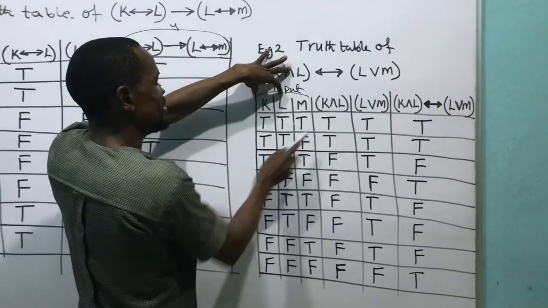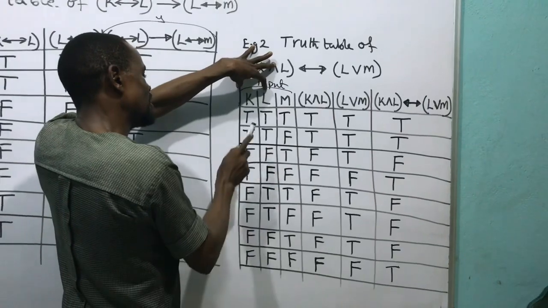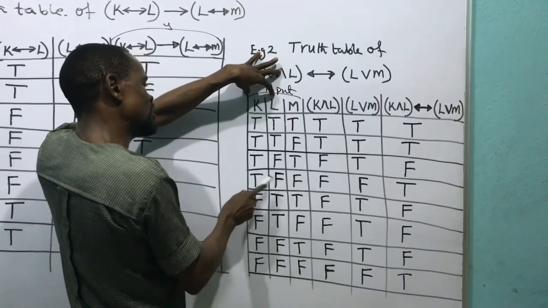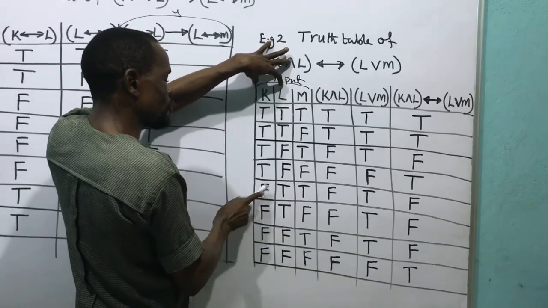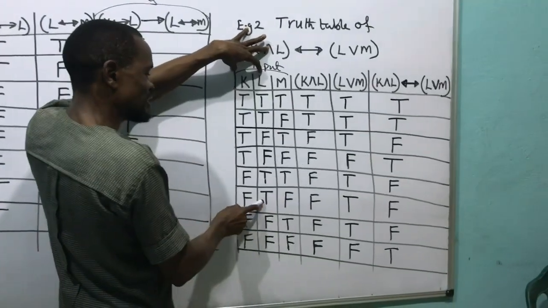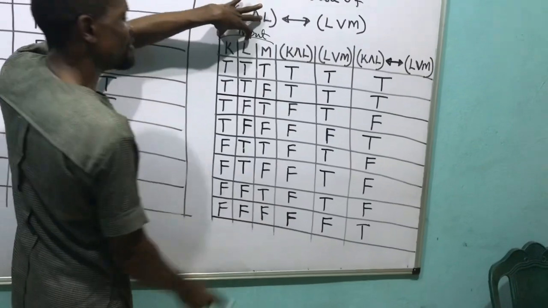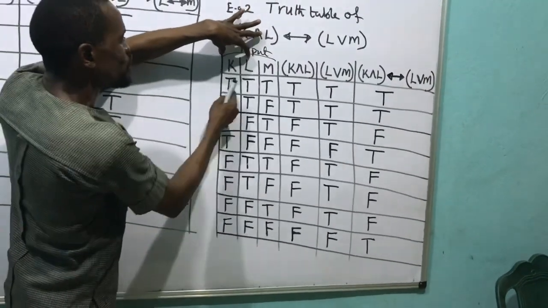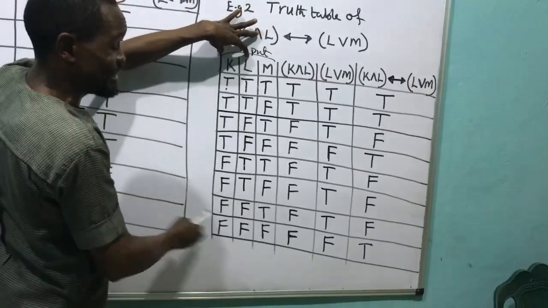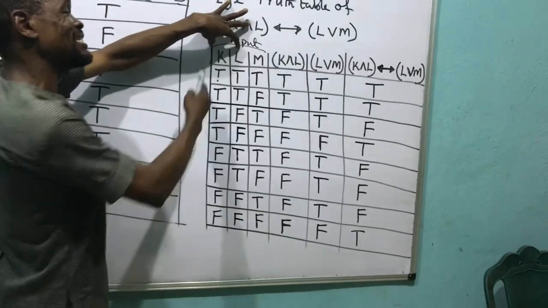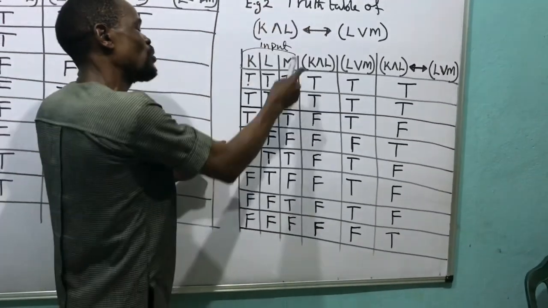T times T, T. T times F, false. F times T, false. False times false is false. Have you seen it now? It will only say true when two of you have said true. Except any other thing is false. That's what you say. That is a multiplication. That AND gate is what? Multiplication.